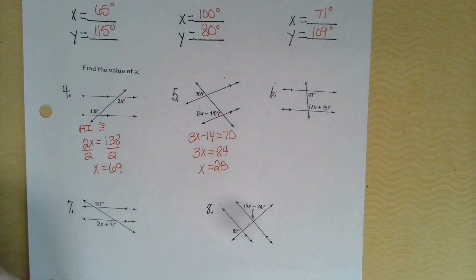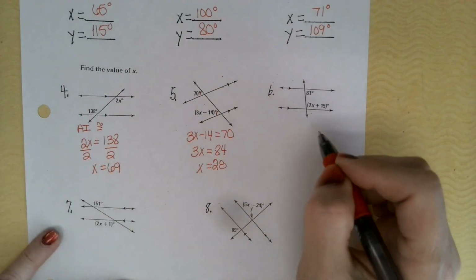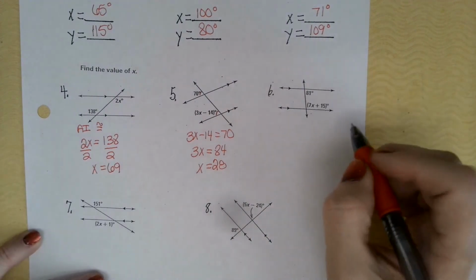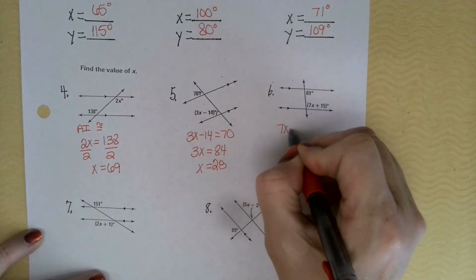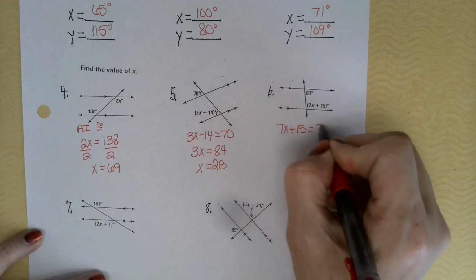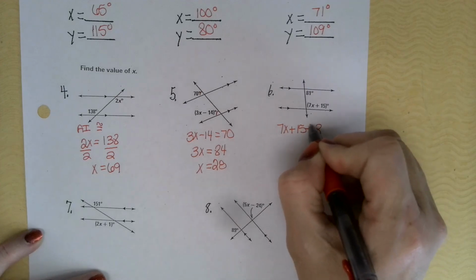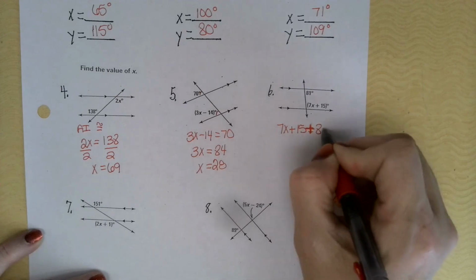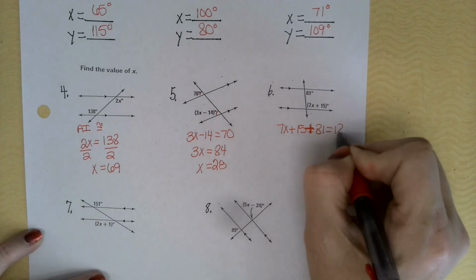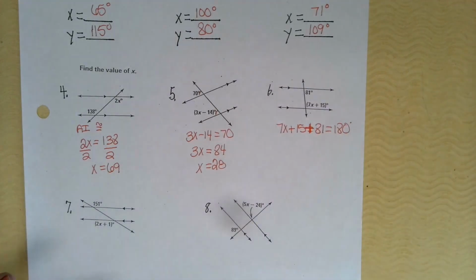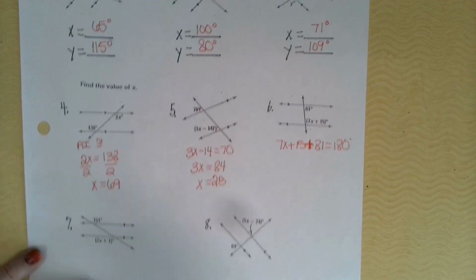Those are same side interior. They are not congruent. They are supplementary. So this is going to be 7x plus 15 equals 8... Oh, no, sorry. Plus, I just said it and I didn't write it down. Plus 81 equals 180. I'm going to tell you, it is so easy to do this.